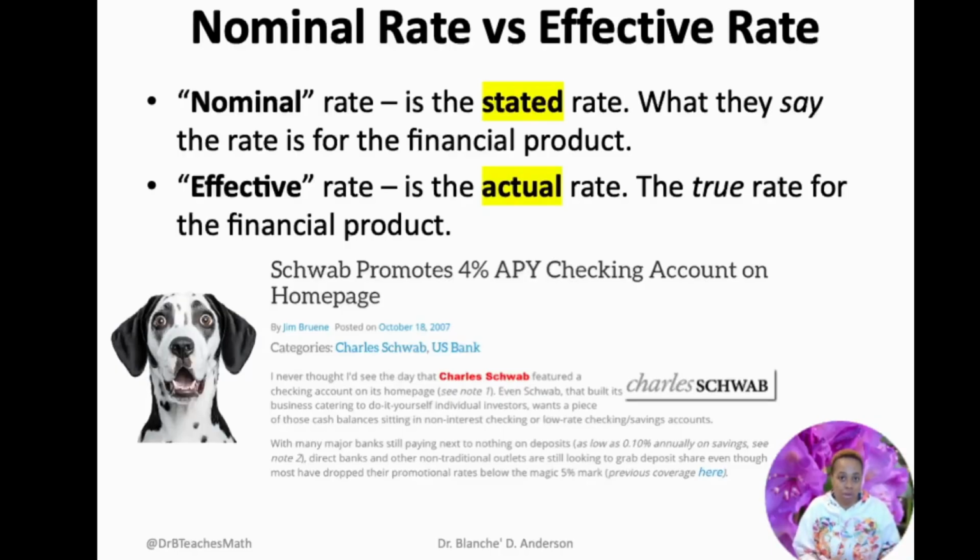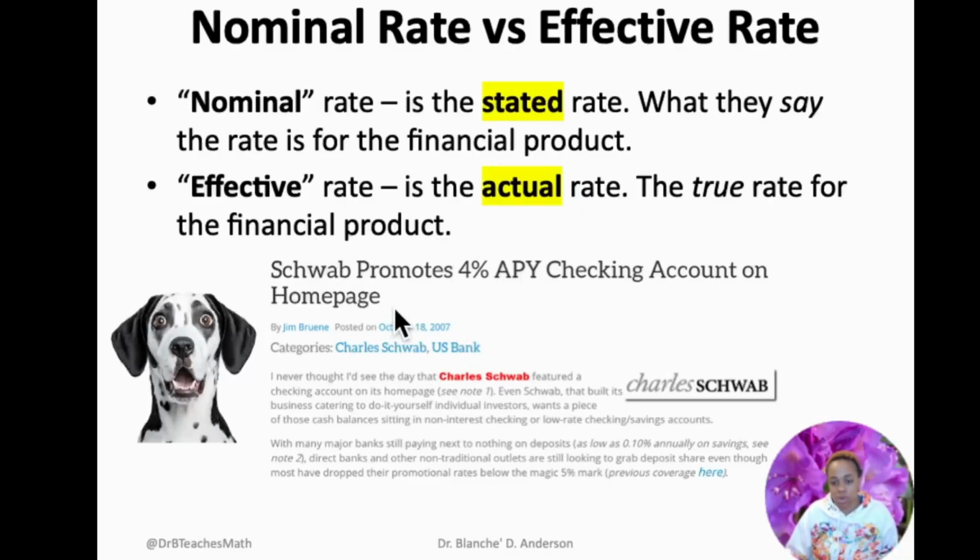But depending on how that interest is compounded over the year, it could actually be a higher rate or a lower rate. I think 9 times out of 10 it's more of a higher rate. When you do the math, you'll see it. But that actual rate, the money that you get at the very end, if you calculate it, you're like, oh, the actual rate was really this. That's the effective rate. And you can look on the screen where I said it's the true rate of the financial product, the true rate of the financial product.